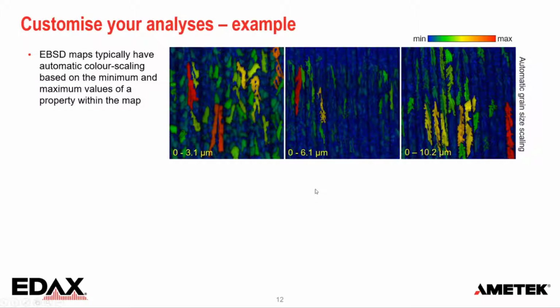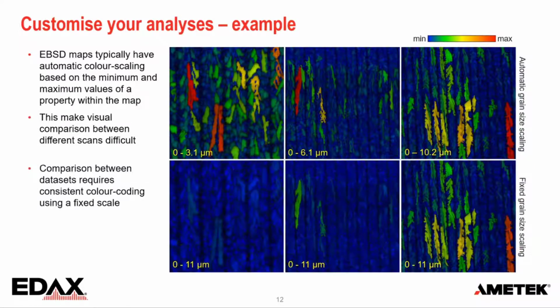But that's not true, because this data set doesn't know that this one goes to 10 micron. So here, the red grains are only 3 micron, and here it's 10. So if you really want to be able to compare different data sets that you may have collected at different step sizes, different magnifications, you can make a template where you just set the minimum maximum value, and then you can really take an honest comparison between those data sets, and you can see what the real changes are.